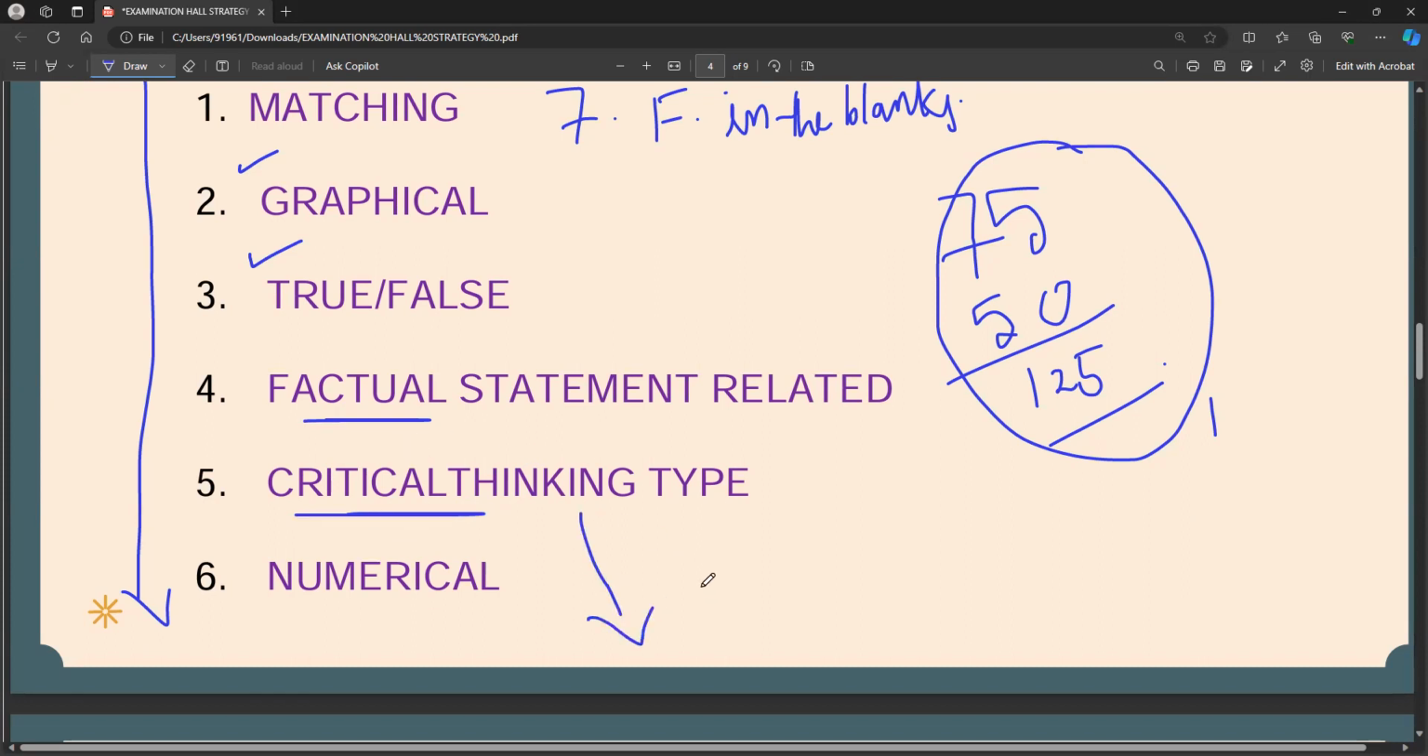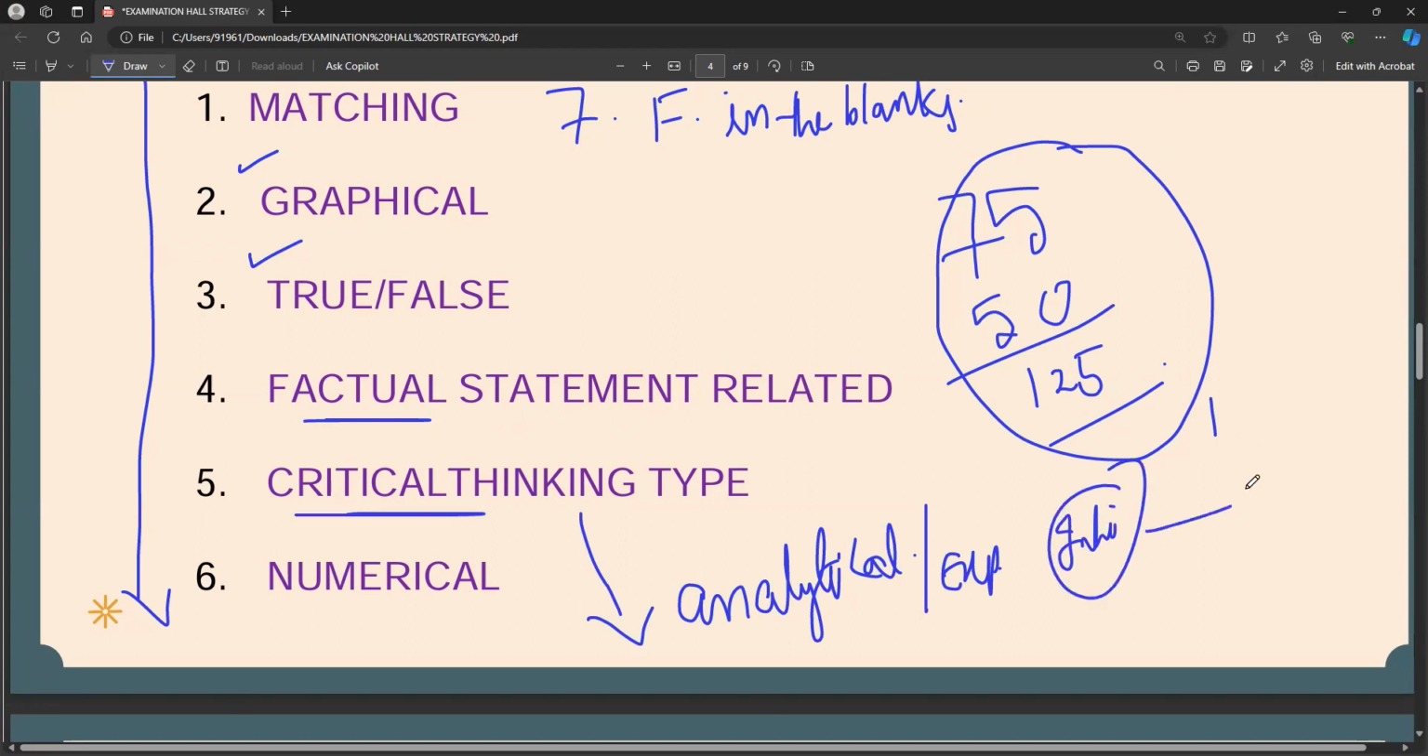Critical thinking questions are mostly analytical. What is the meaning of analytical? It is a kind of experiment-based question. An example: a student is performing a mitochondrial experiment. As a part of the experiment, he has used a specific inhibitor, and that inhibitor blocked a particular pathway or a particular enzyme activity within the mitochondria.